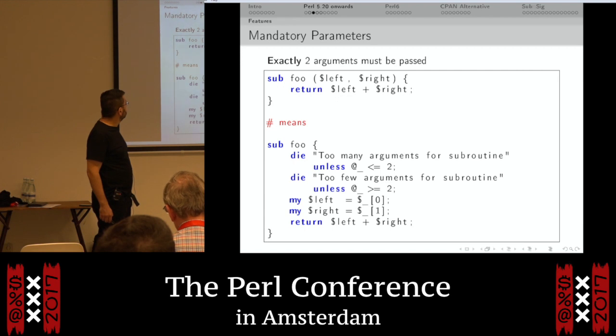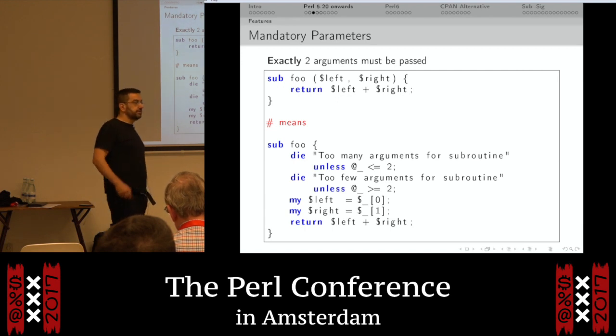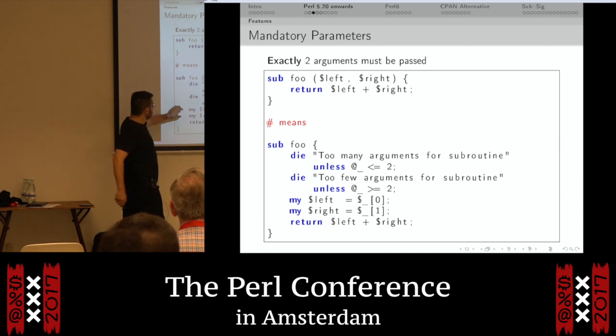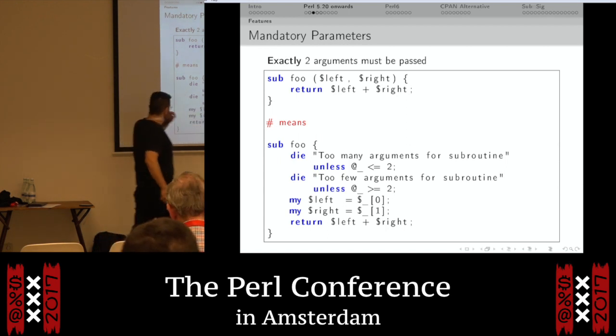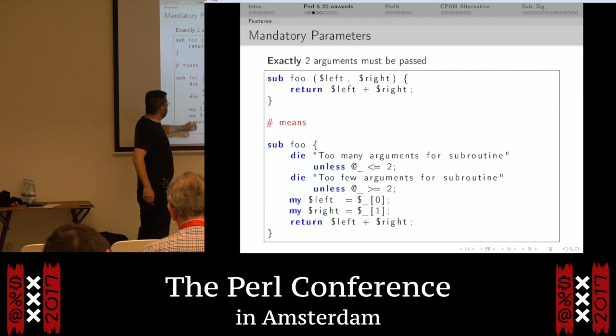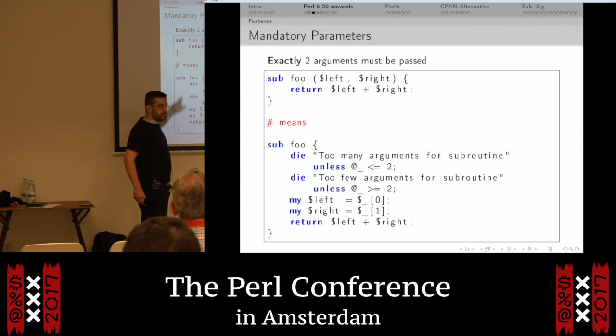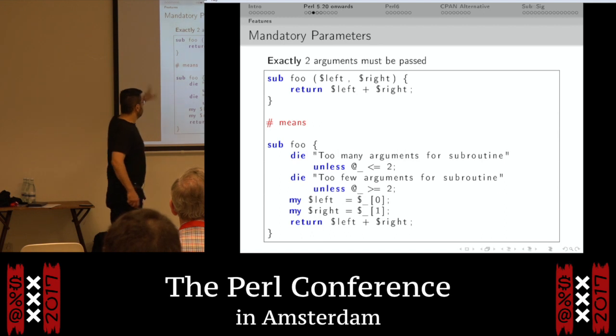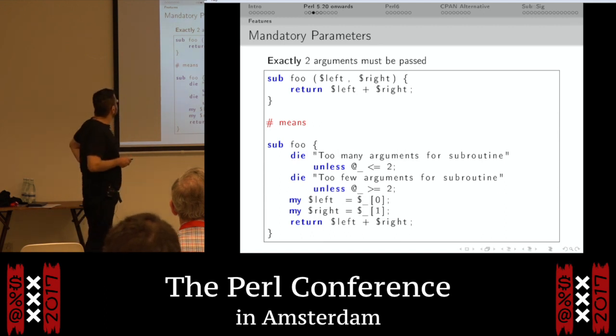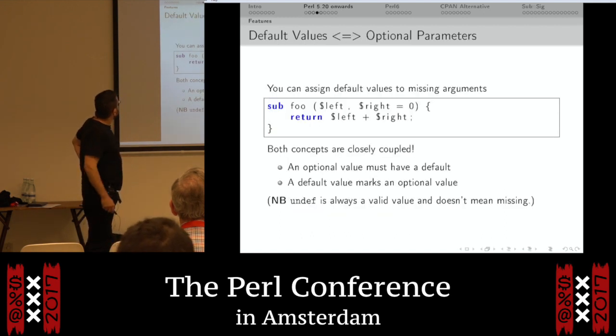If you run it with only 1 argument, or with 3 arguments, you get a warning. So it counts the number of the arguments. That's the part I showed you here. Then it assigns to left and right the values, and then it runs the body. And this is actually exactly how it is implemented. If you run it through B::Deparse, you will see this code, more or less. But yeah, quite exactly. I didn't show all the use statements that would appear.